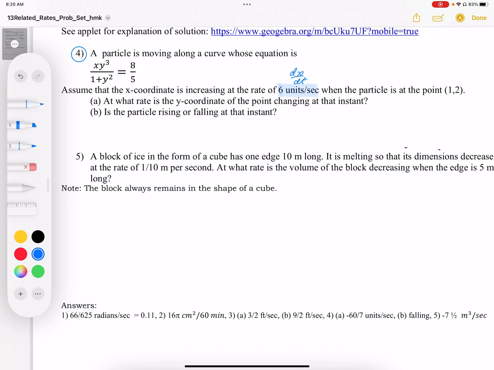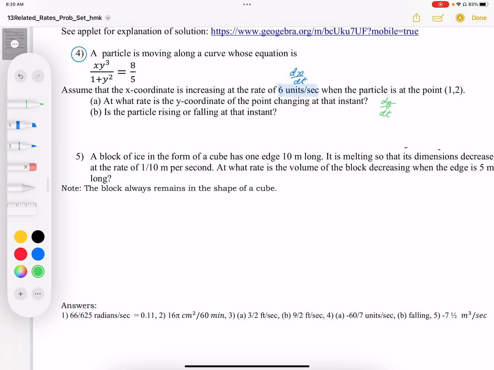And we can just check to see that (1, 2) actually is the right coordinates. If I plug in 1 and 2, I get 8 in the numerator and 5 in the denominator. So it says, at what rate is the y coordinate of the point changing at that instant? So what we're looking for here is dy by dt.